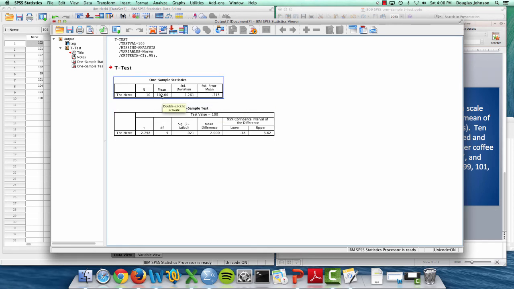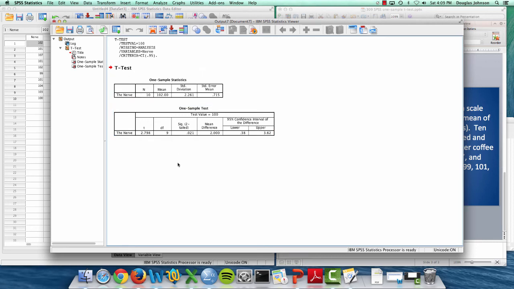This t is simply 102 minus 100 divided by the standard error of the mean. So we have a t with 9 degrees of freedom that's equal to 2.80 with a p that's equal to 0.021. In other words, the probability of obtaining a t this far away from 0 or further away from 0 in either direction is 0.021. This is less than our alpha of 0.05, so we would reject the null hypothesis.